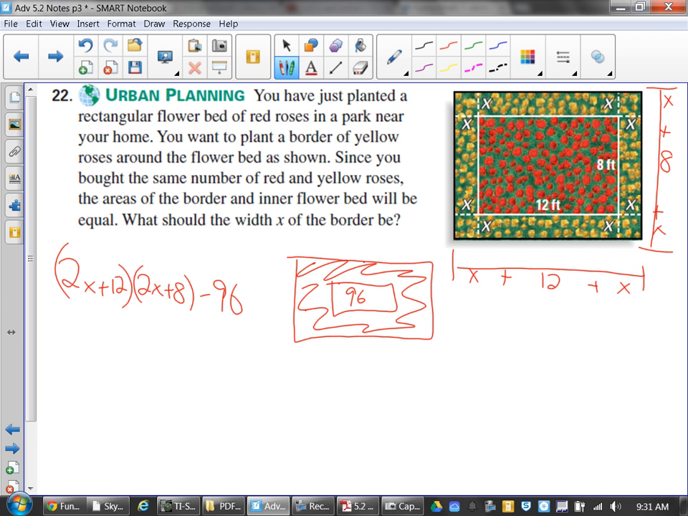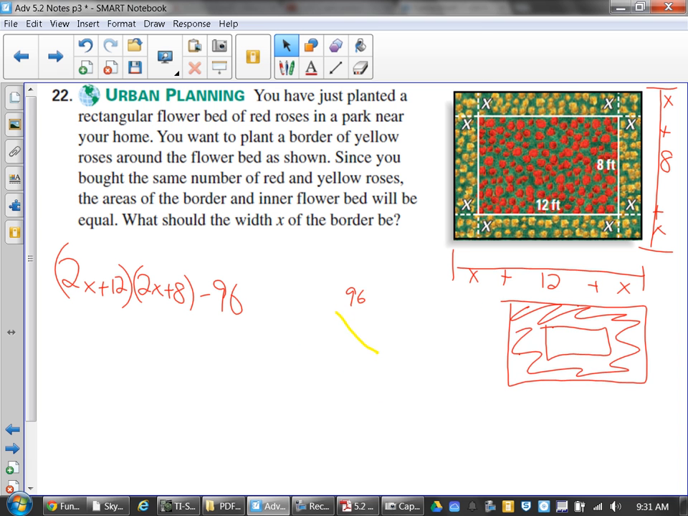Now, the other thing that was going on in this problem is that they wanted your area of the yellow roses to equal the area of the red roses. So now you set it equal to 96. Okay? We okay on that? All right. Couple things we can do.